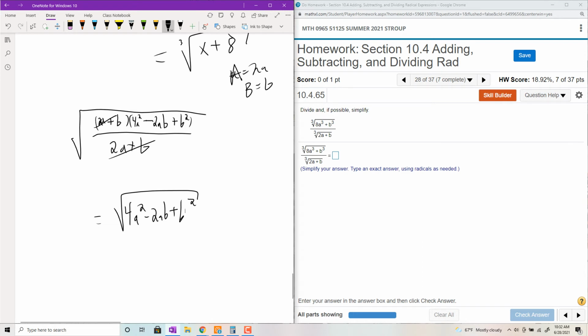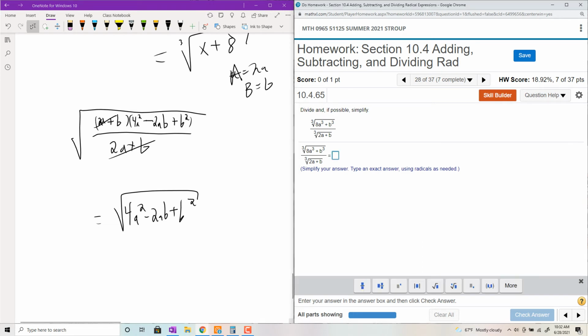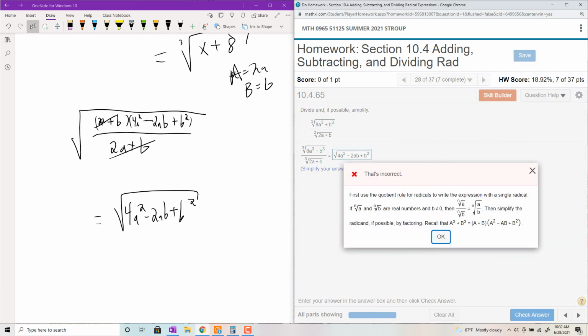Let's make sure it worked. Backslash sqrt, a squared minus 2ab plus b squared. I must have made some silly error.